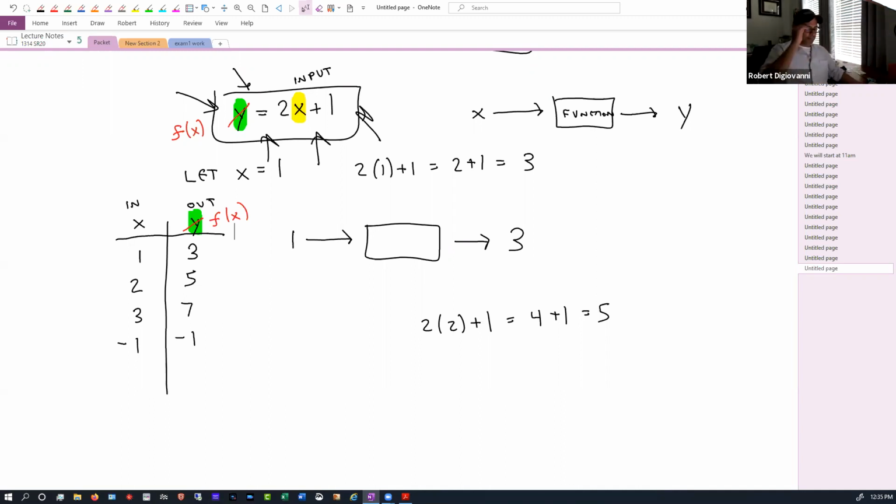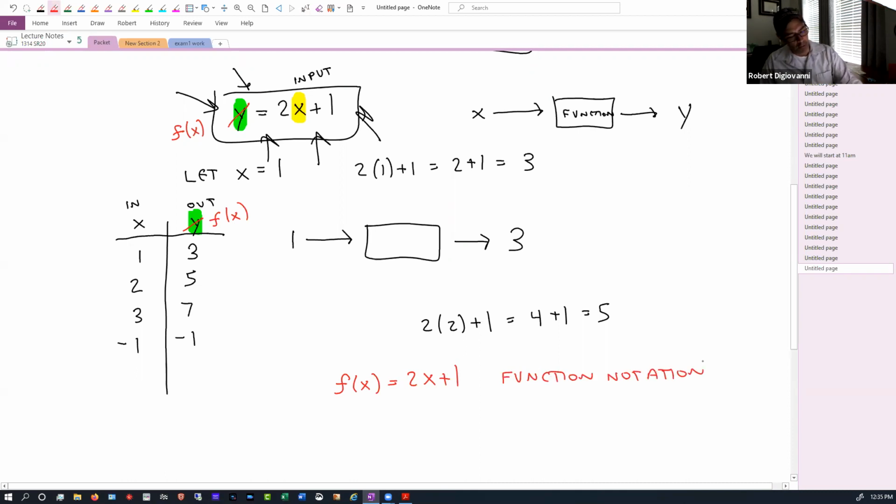Okay, so we have this change in notation. What we're going to do is write down f with a set of parentheses around the x equals 2x plus 1. And this is called function notation. The way that you say this, if you were verbally speaking it, you would say f of x equals 2x plus 1.